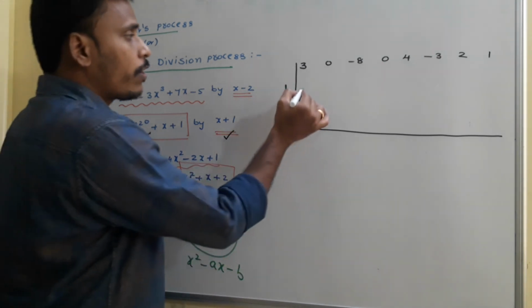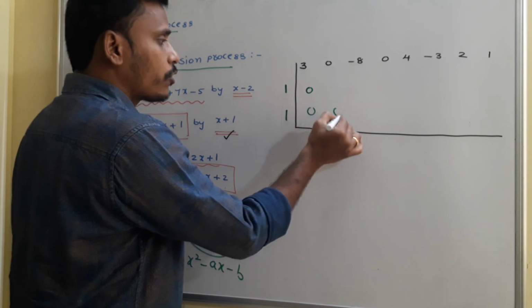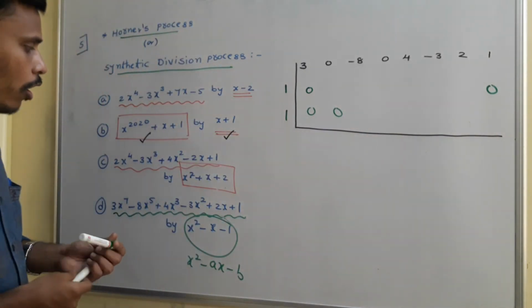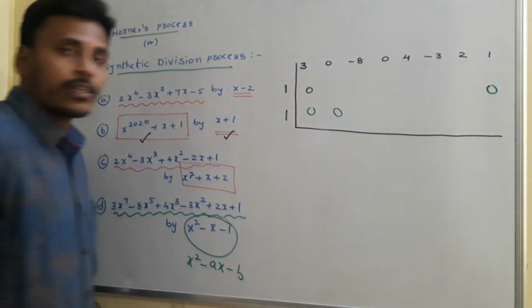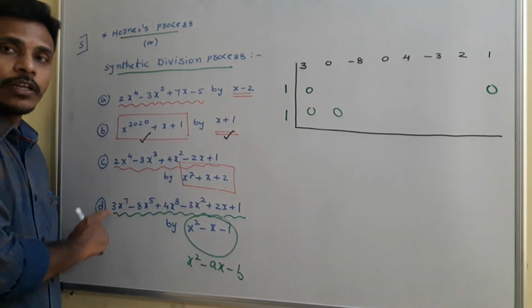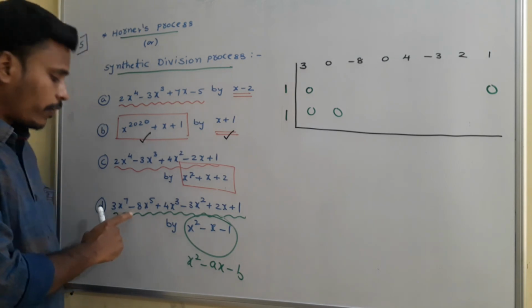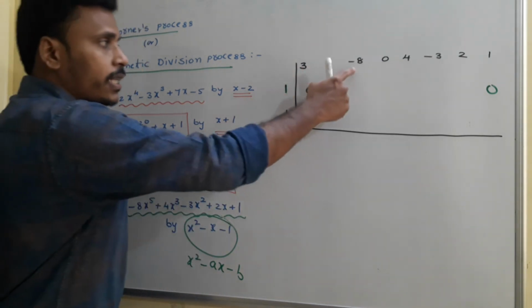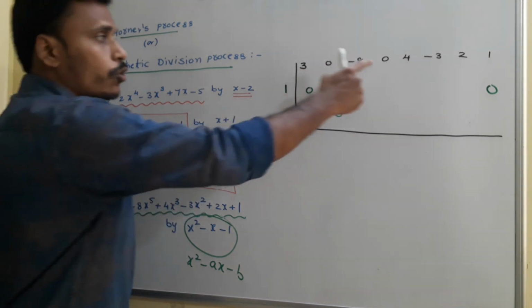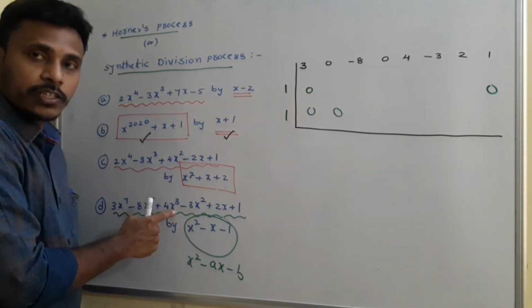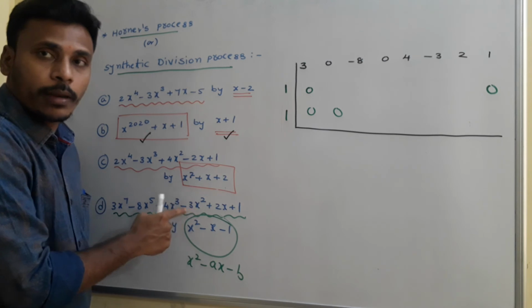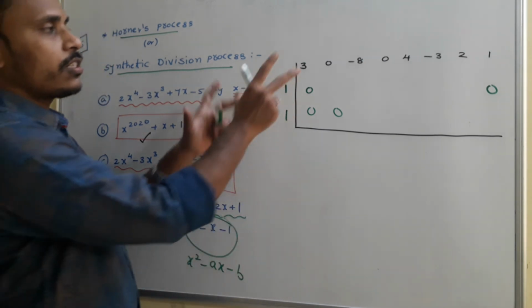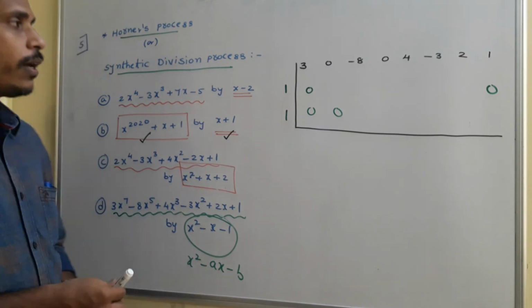And as a process of division, you need to take these two positions as zeros, and this position is also 0. And already I listed all the coefficients here. See, what are the coefficients? 3x power 7, so 3, and then x power 6 term is not there, so 0. Minus 8x power 5, so minus 8, x power 4 is not there, so 0. And then x cube, so 4, x square, minus 3, x, 2, and then constant 1. So this is the basic structure, and we need to move with the process now.